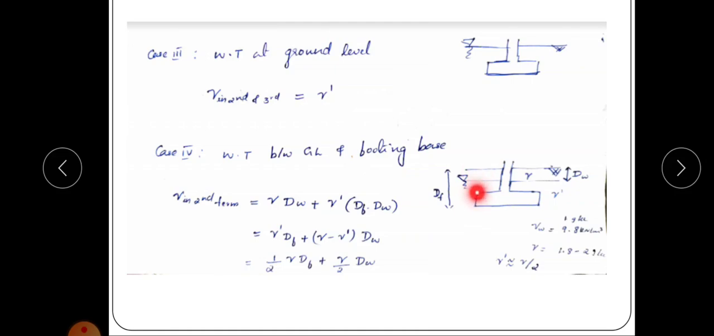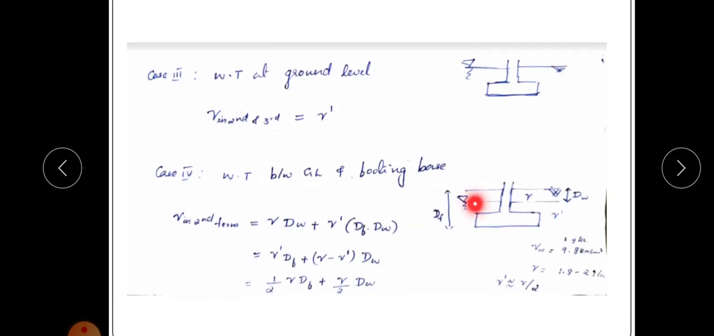Next, for this depth, this depth is df minus dw. That is the depth from this point to this point, that is df minus dw. For this depth, the unit weight will be submerged unit weight, since the water table is above this point. Okay, so gamma dash into df minus dw. And by rearranging this, we will get the equation like this, that is, you take the components of df and dw together: gamma dash into df plus (gamma minus gamma dash) into dw.